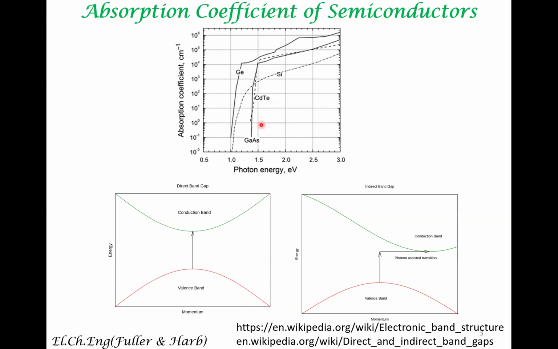For some of the direct band gap semiconductors, let's say gallium arsenide, there will be other problems. Handling arsenic is very challenging. So this arsenic is poison. So material processing of gallium arsenide is in general difficult.